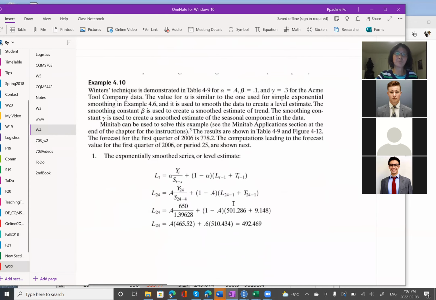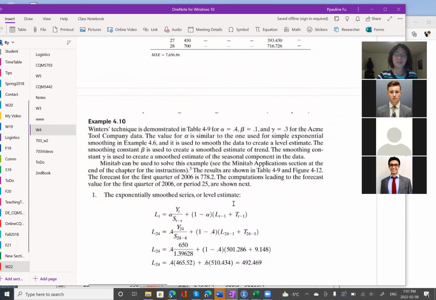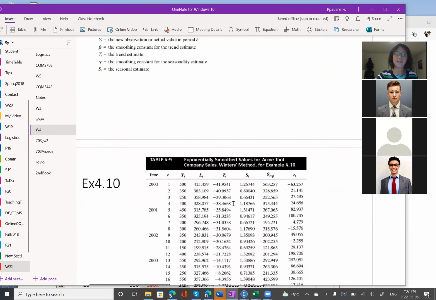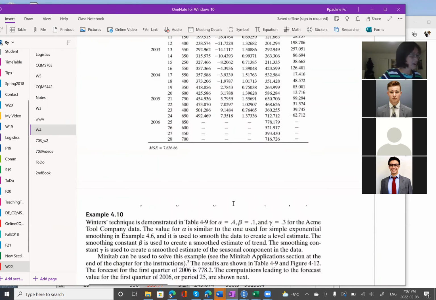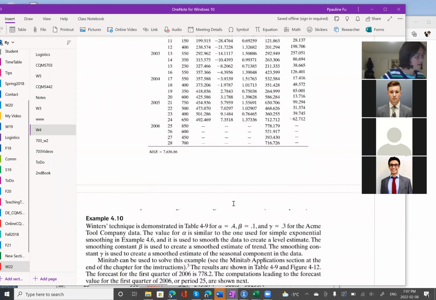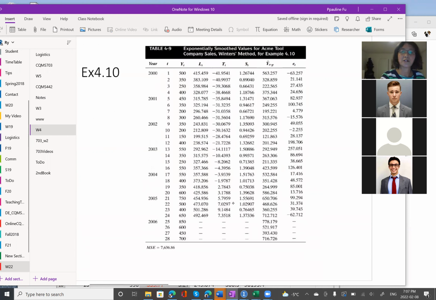So this is actually example 4.10 in the textbook. Let's randomly select a number just to explain the formula. This number is given. Those are the Y. The level is LT, trend TT, seasonality ST.